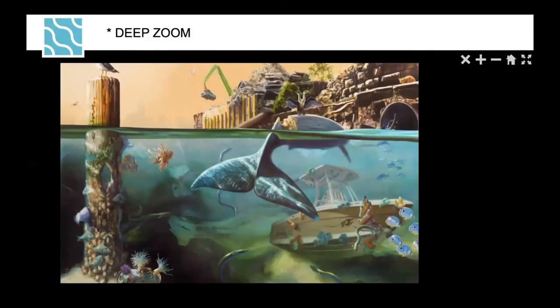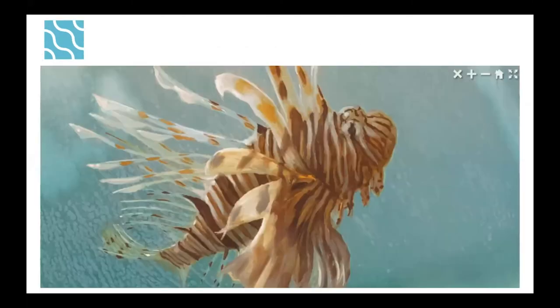So the first thing we did was we incorporated a deep Zoom feature. The reasoning here was, you know, if you go to a museum and you try to get your face up to a painting, you're going to quickly be ushered away. But in cyberspace with a deep Zoom feature, you can see a little lionfish to the left of the whale's tail here. And we can get with the deep Zoom feature to a point where you can see the brushstrokes in this amazing painting by Alexis Rockman.